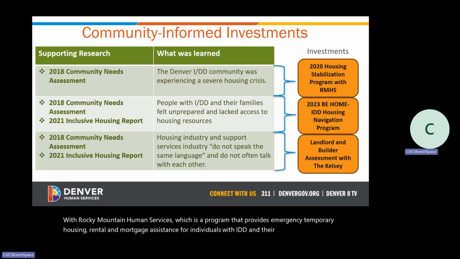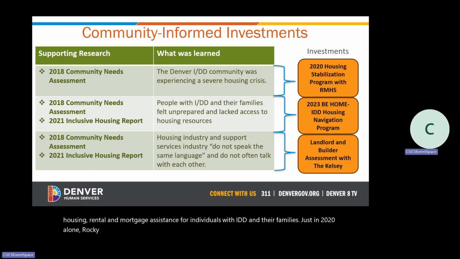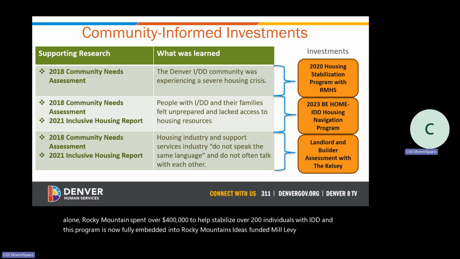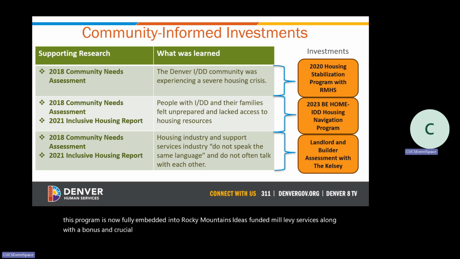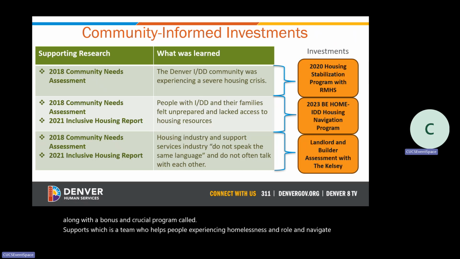Just in 2020 alone, Rocky Mountain spent over $400,000 to help stabilize over 200 individuals with IDD. And this program is now fully embedded into Rocky Mountain's IDEAS funded mill levy services, along with a bonus and crucial program called Mission Supports, which is a team who helps people experiencing homelessness enroll and navigate their Medicaid services.